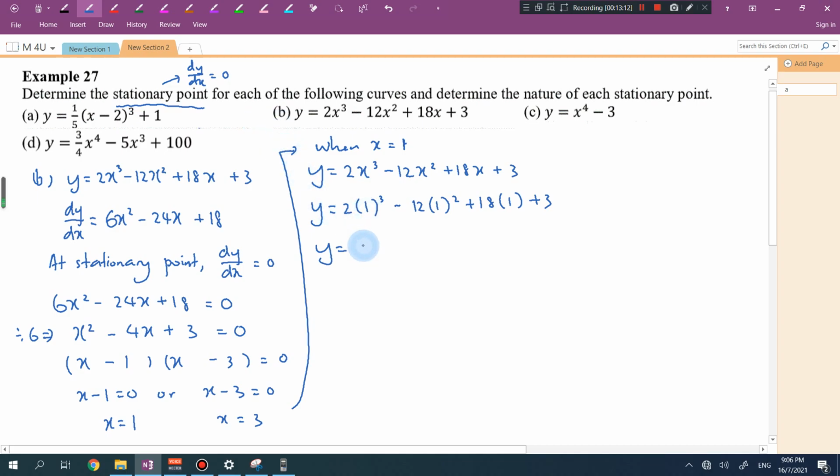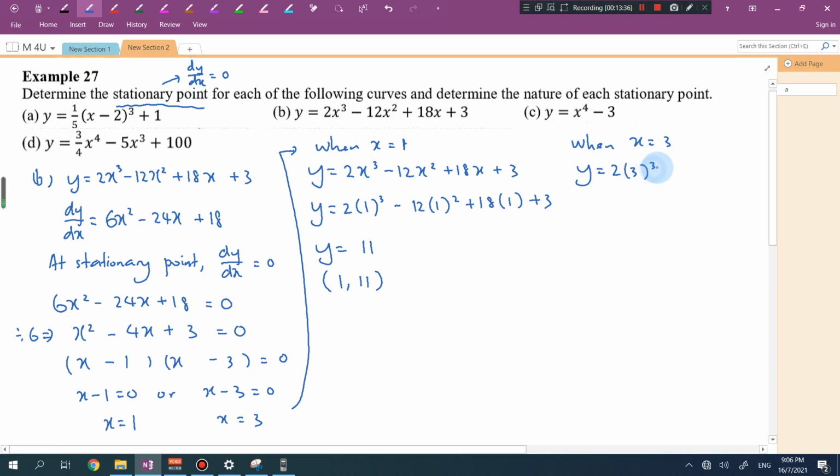You should be able to get 11. So now we know one of the stationary points is (1, 11). How about when x is equal to 3? When x is equal to 3, y is equal to... now we are going to bring this value x equals 3 into the original function.